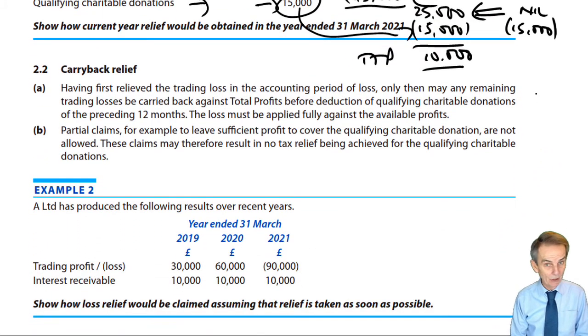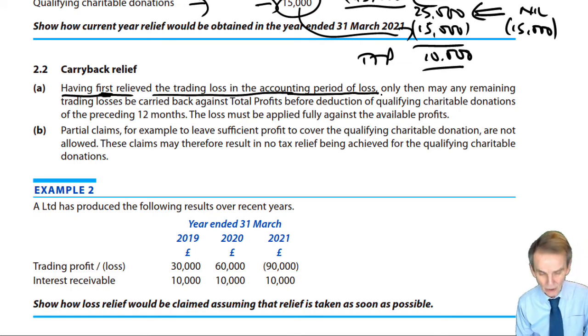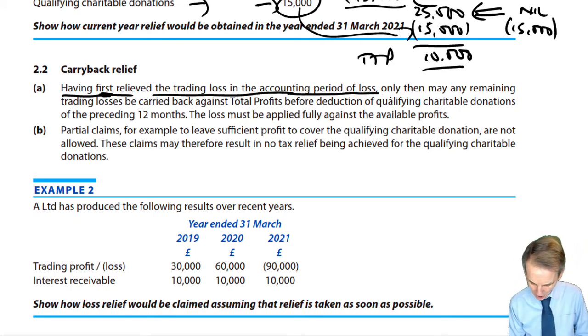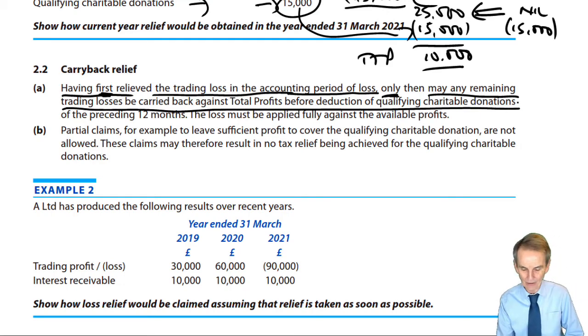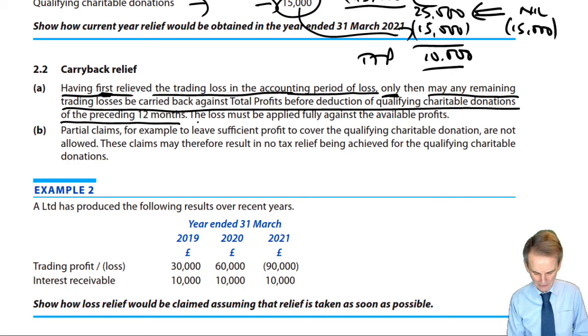Let's remind ourselves about the carry back relief. Having first relieved the trading loss in the accounting period of loss, we keep calling it the current period, only then may any remaining trading losses be carried back, again against total profits, which again, as ever, is before the deduction of qualifying charitable donations, and the carry back is of the preceding 12 months. Usually that is just to the previous accounting year end, but it's very specifically a 12-month carry back, as we'll see more about in our next lecture in this chapter.